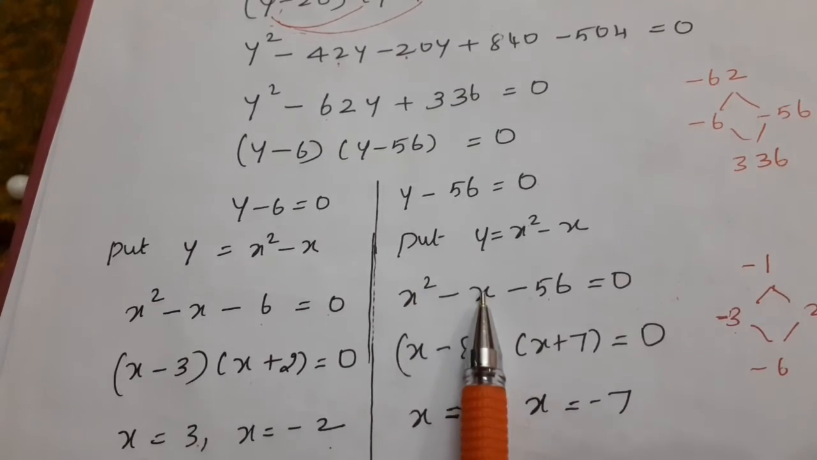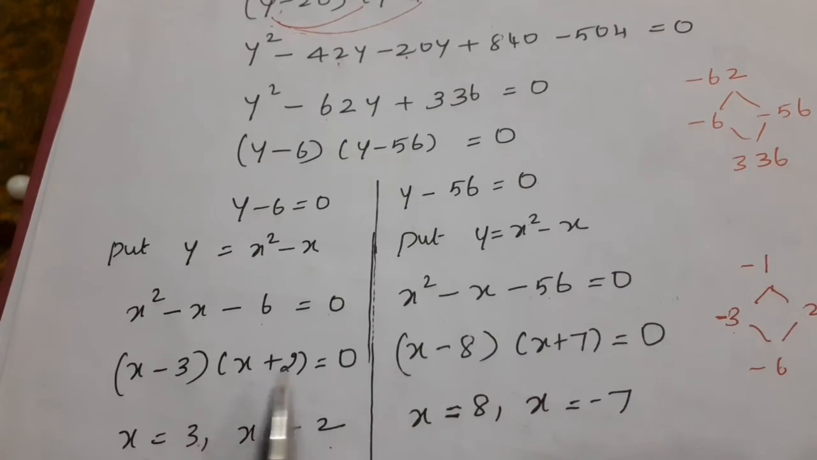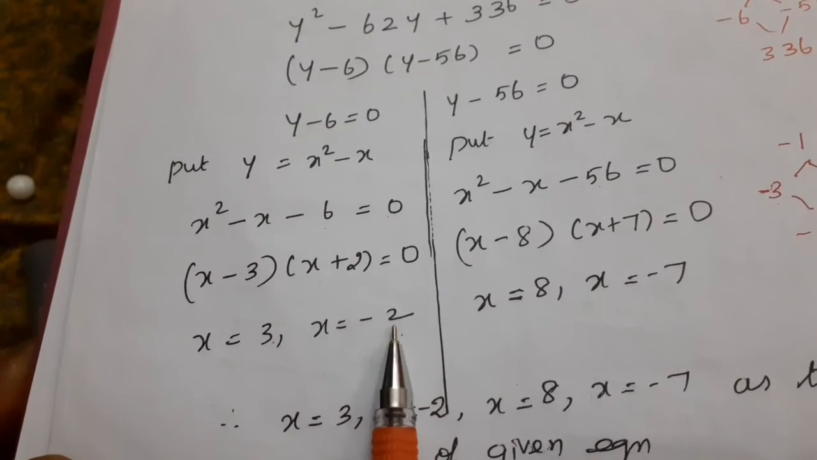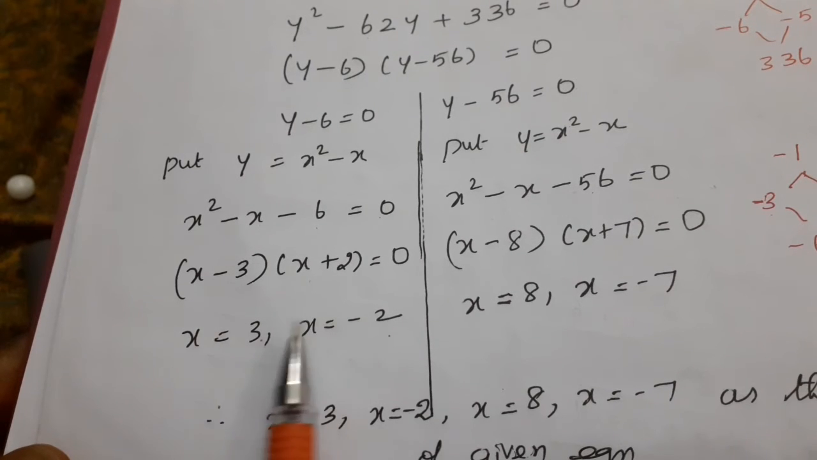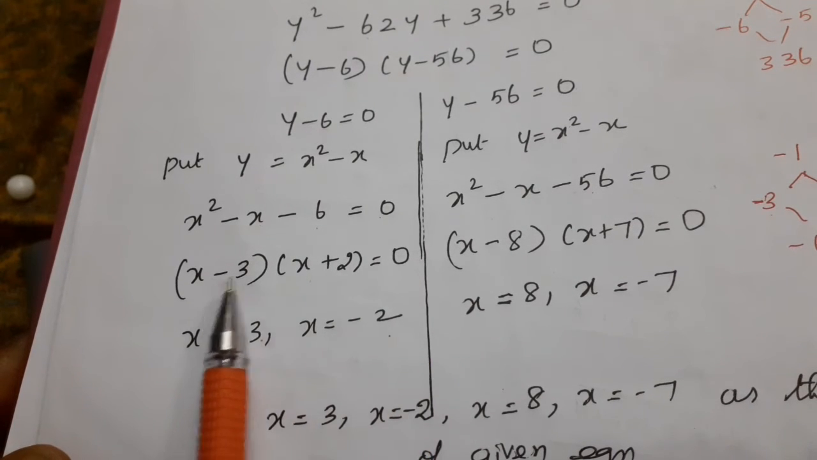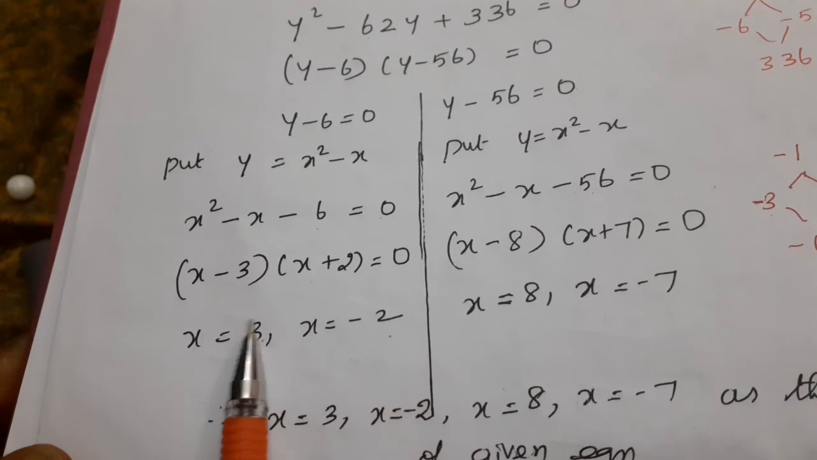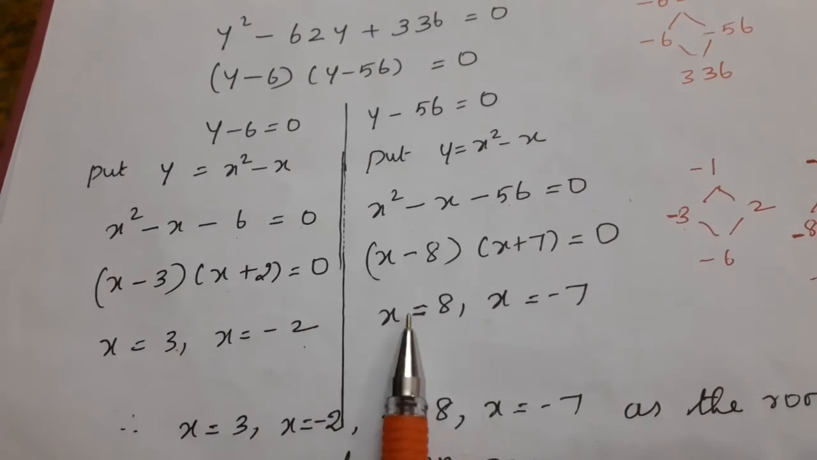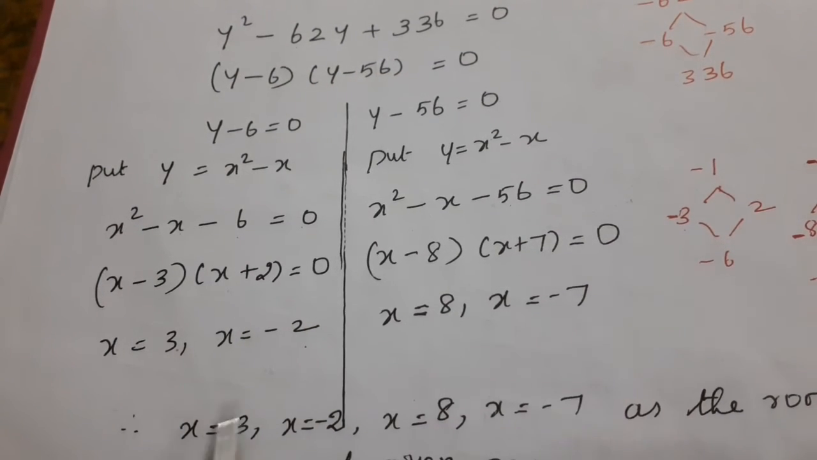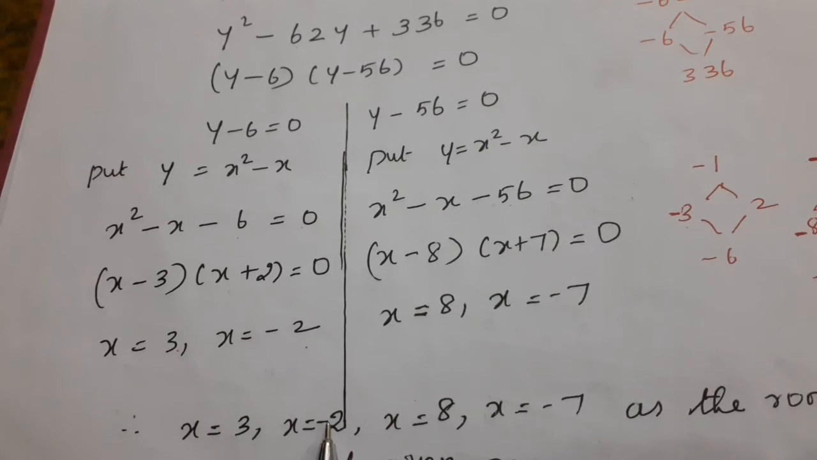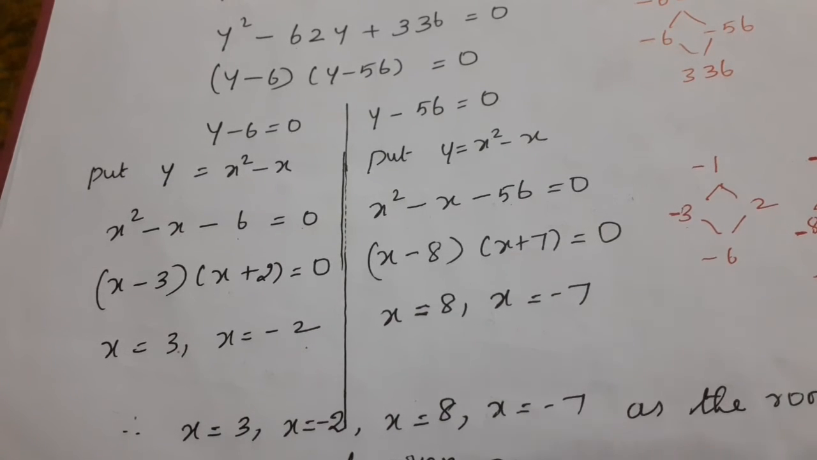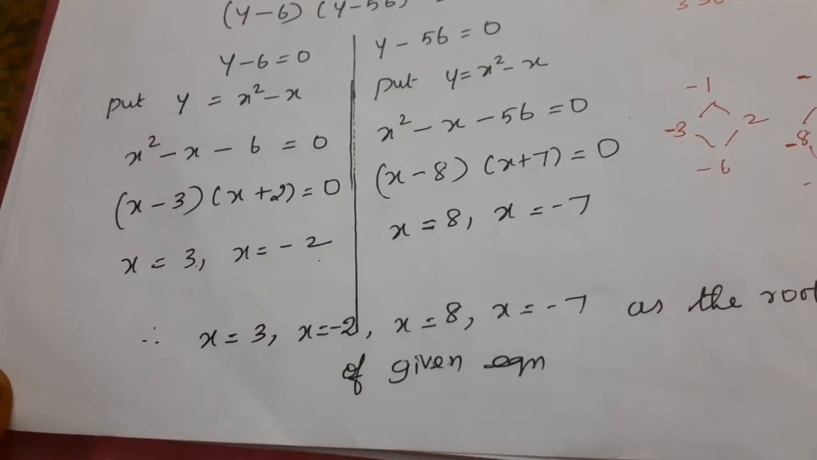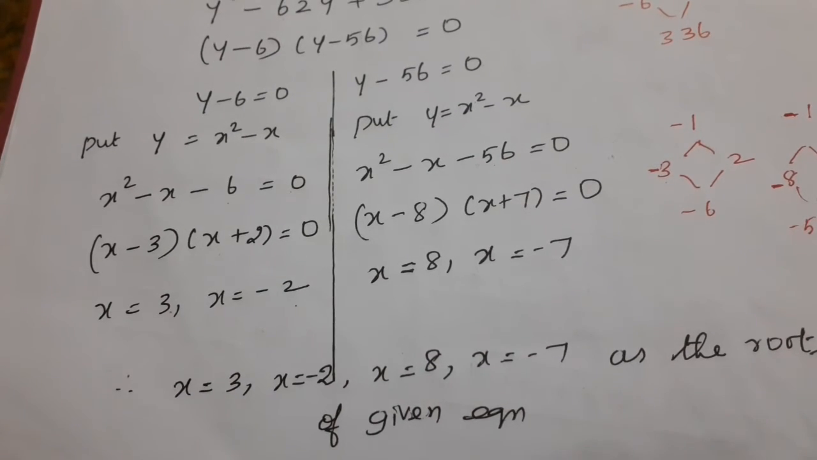Similarly, x square minus x minus 56 equal to 0. Again, take the sum and product. We get the values. If I easily solve the equation using sum and product, we get x minus 3, x plus 2 equal to 0. That is x is equal to 3, x is equal to minus 2. Here x is equal to 8, x is equal to minus 7. Therefore, the values of x are 3, minus 2, 8 and minus 7 as the roots of the given equation.